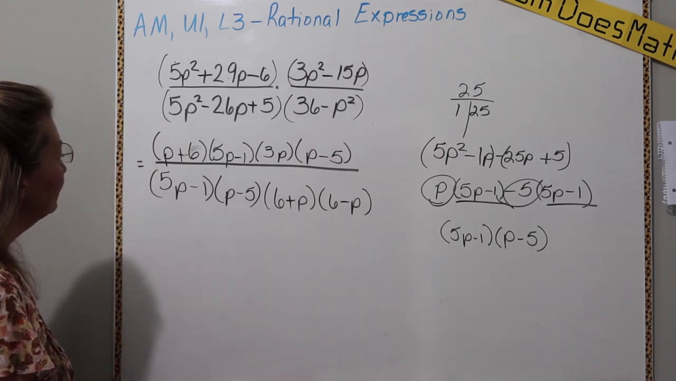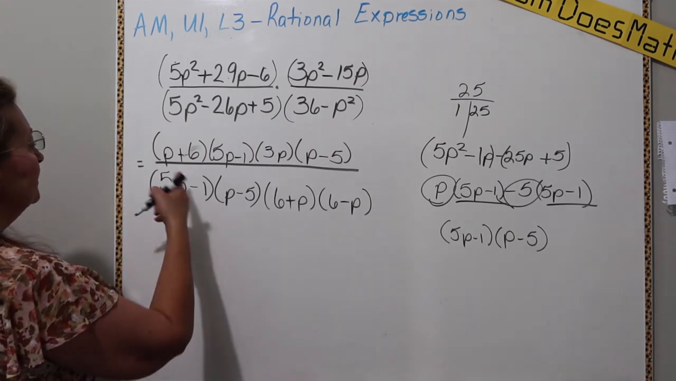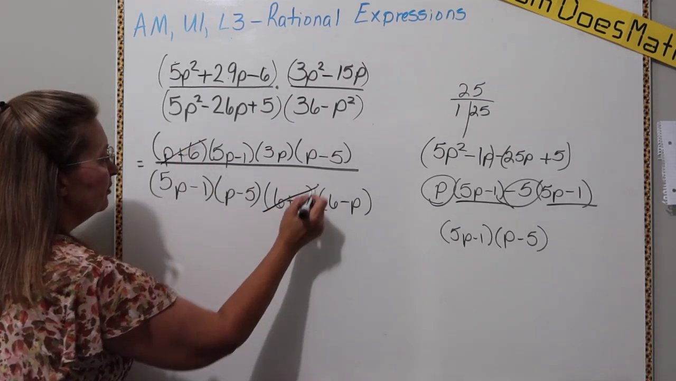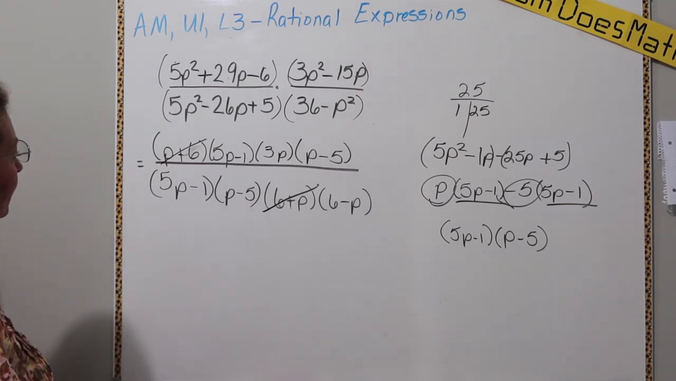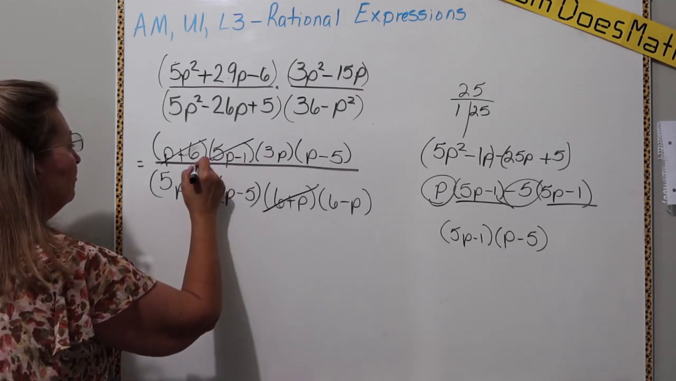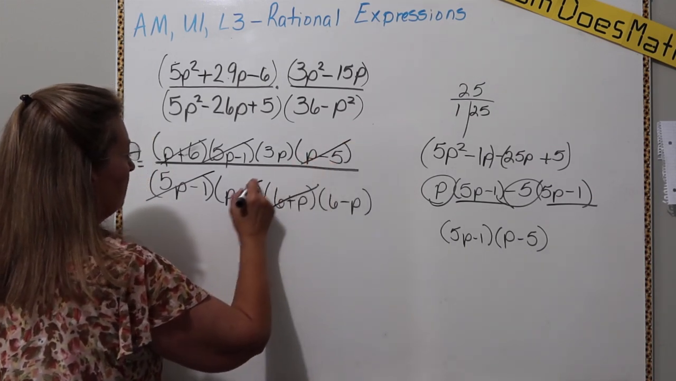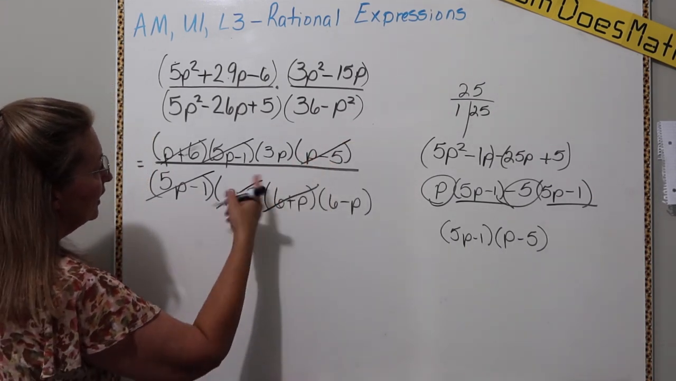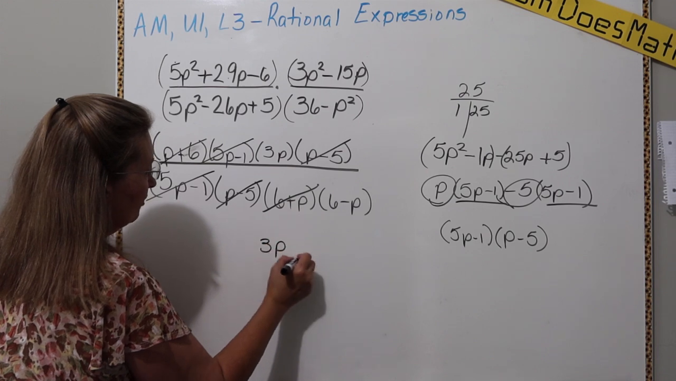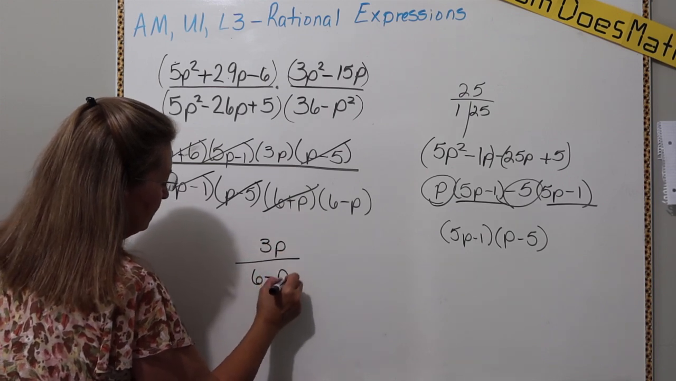Okay, let's cancel at will. P plus 6 and 6 plus p is the same thing, so we can cancel that out. 5p minus 1 cancels out. P minus 5 cancels out. Now what do you have left? I have 3p on the top, 6 minus p on the bottom.